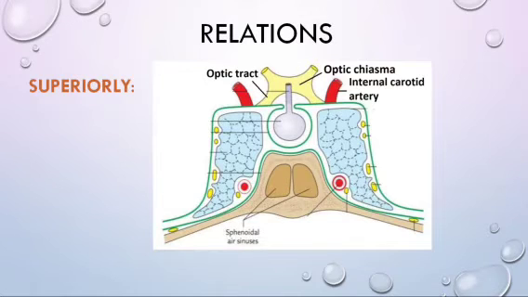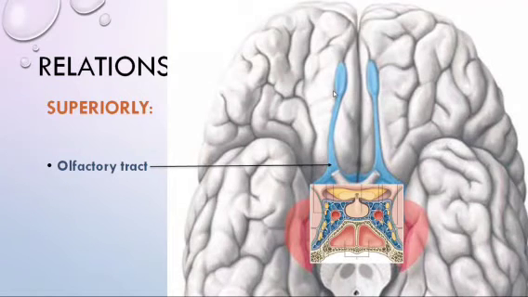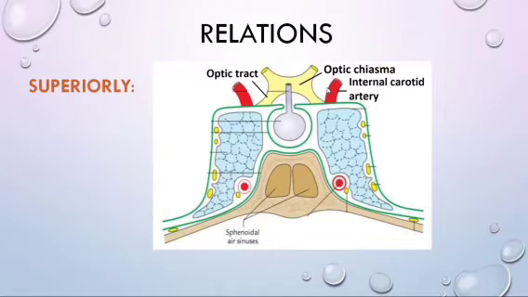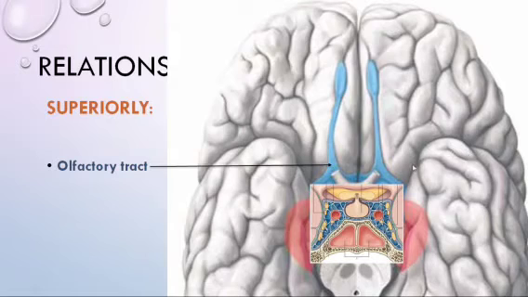So what is the superior relation of the cavernous sinus? Now see the picture and tell. What is the superior relation? So optic chiasma, olfactory tract, optic tract, internal carotid artery, and anterior perforated substance. As I said, the anterior perforated substance, which is here, also forms the superior relation of the cavernous sinus. In addition, you have the olfactory tract, which also forms the superior relation of the cavernous sinus. So now we are clear, no?